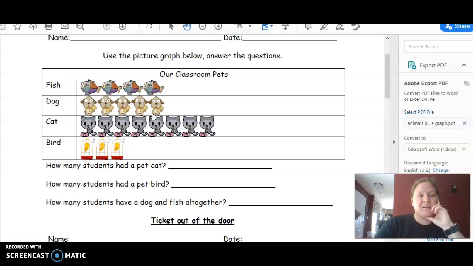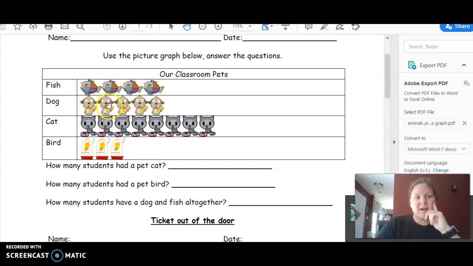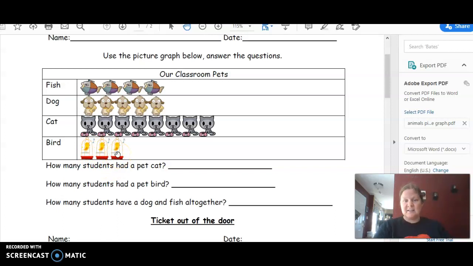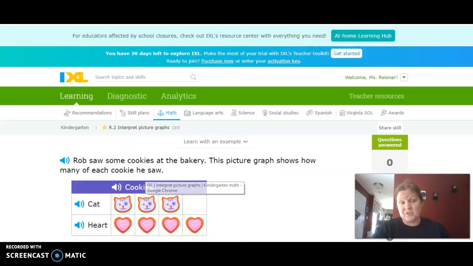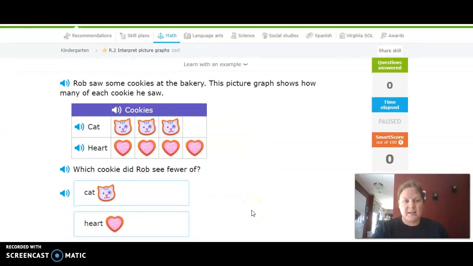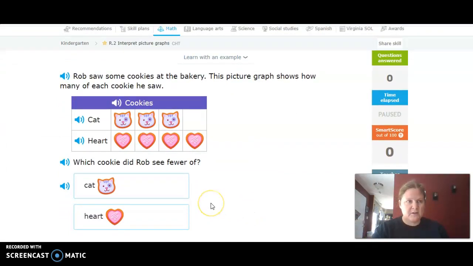Got it? Let's see. All right, so I have to count all the pets. I'm going to start at the top, and I'm just going to go all the way down. 1, 2, 3, 4, 5, 6, 7, 8, 9, 10, 11, 12, 13, 14, 15, 16, 17, 18, 19, 20. Did you get 20? You did. Good job. So that's how we use a graph to answer questions. You guys did great. Let's switch my screen to some IXL questions.